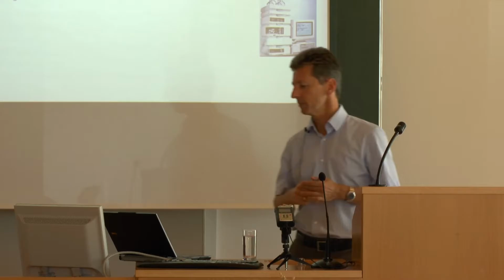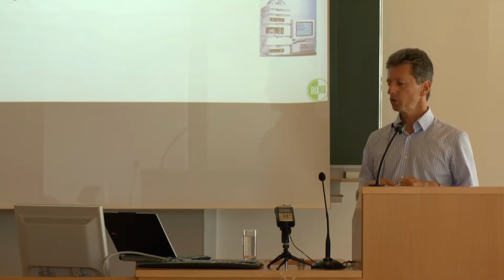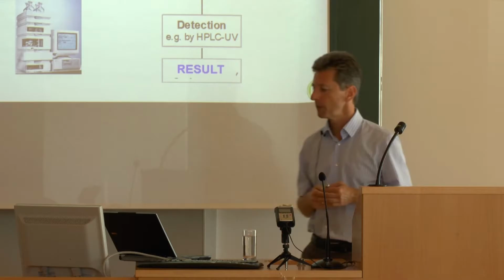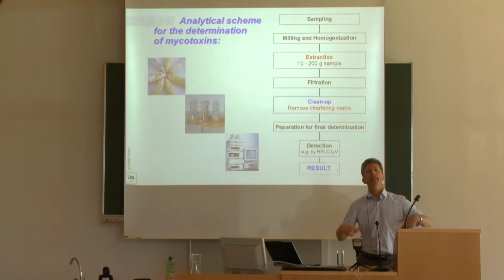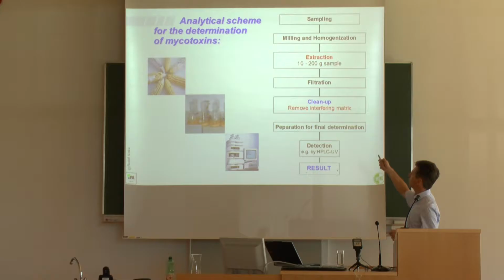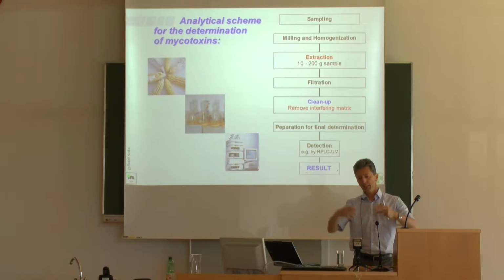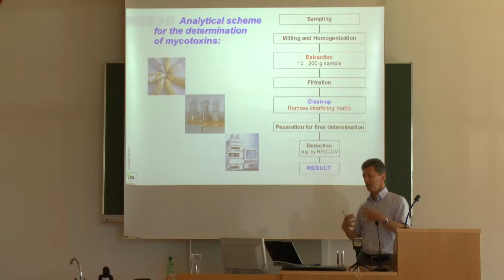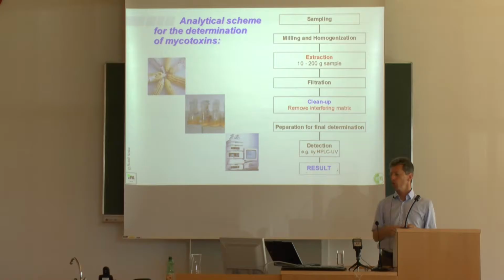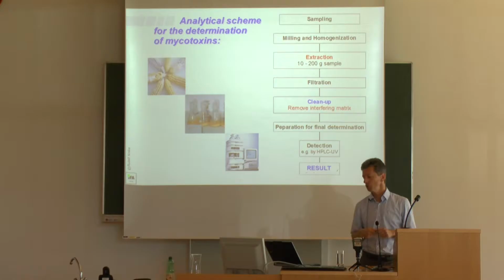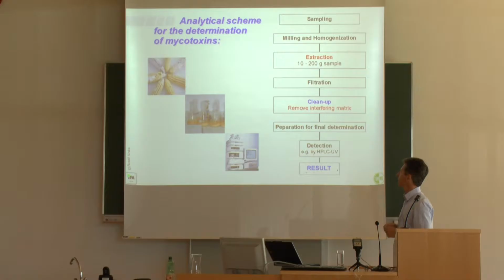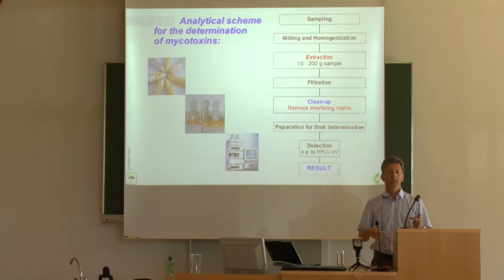So what about the determination of mycotoxins and its individual steps, which I will now discuss with you step by step? It all starts with sampling, proper sampling, how to take a representative sample, followed by milling, homogenization, and extracting the sample, usually with a mixture of water and organic solvent. Often the water is there to make the commodity more accessible by swelling it for the subsequent or simultaneous extraction using an organic solvent. Then you filter. Usually cleanup is performed to remove interfering matrix components such as proteins, fats, carbohydrates, and then you have to prepare for the final determination.